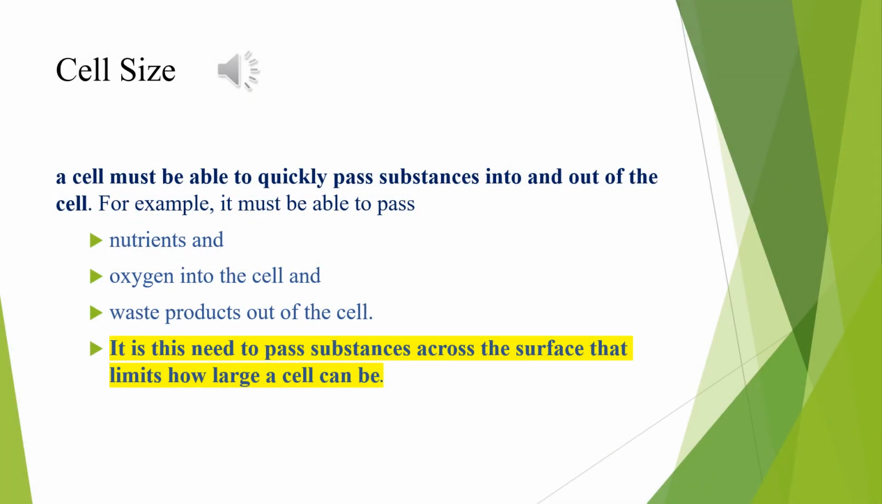The answer to these questions is clear once you know how a cell functions. To carry out life processes, a cell must be able to quickly pass substances into and out of the cell. For example, it must be able to pass nutrients and oxygen into the cell and waste products out of the cell. Anything that enters or leaves a cell must cross its outer surface. It is this need to pass substances across the surface that limits how large a cell can be.